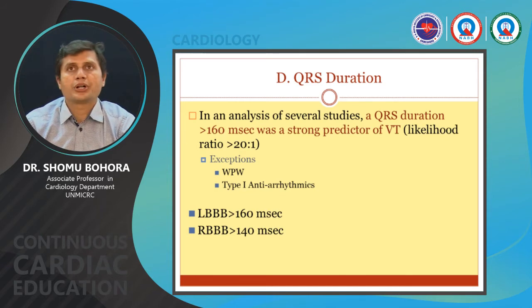So the next important differentiation is by QRS duration. If a QRS duration is more than 160 milliseconds, it is a strong predictor for ventricular tachycardia. Exceptions being WPW antegrade pre-excitation or patient being on type 1 antiarrhythmic drugs. In RBBB, even a QRS duration of 150 milliseconds is significant enough.